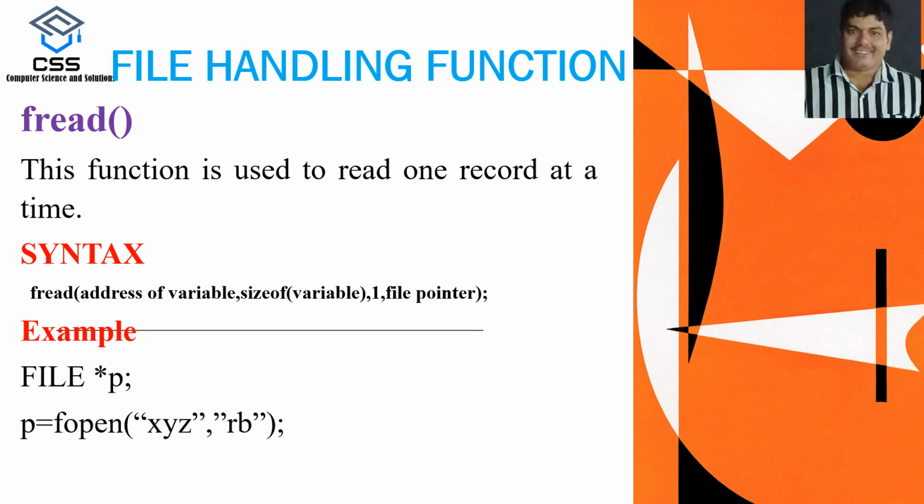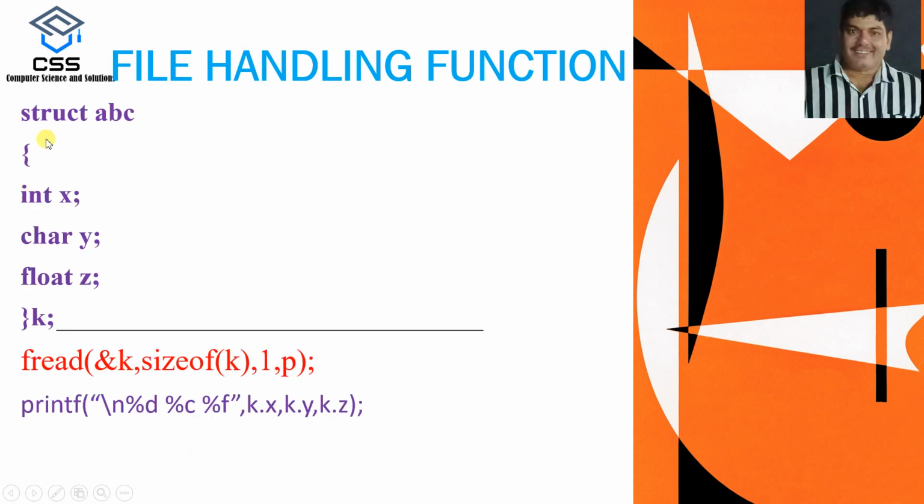Similarly, if we want to read that record, then we have to take the help of fread. Then what is the syntax? Similarly, fread takes the address of the variable, the size of the variable, meaning how many bytes it will read, one meaning one record, and the file pointer from where the information will be read. In which file we have written, that file we want to read. File pointer p equals fopen xyz in read binary, because previously by fwrite we have written the data in the xyz file. Suppose similarly structure ABC, its elements x, y, z and its variable is k.